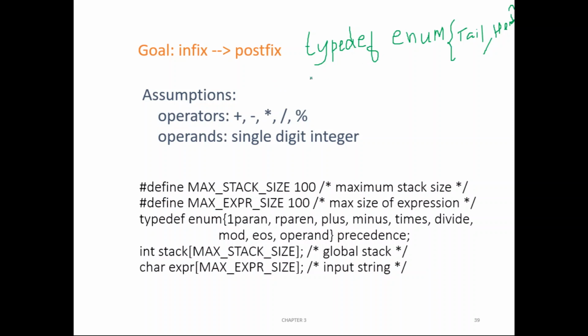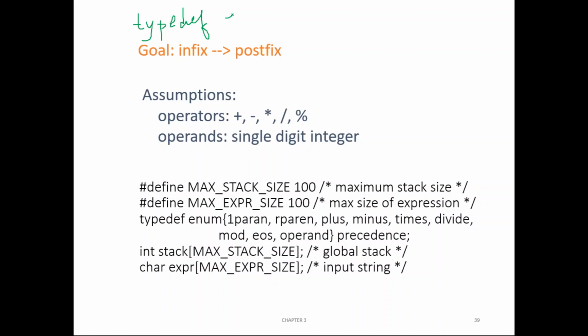So how to do that? Sorry, I'll write again. If I do it like this: typedef enum, say T for tail, H for head. Okay, T and H. Now close the bracket.